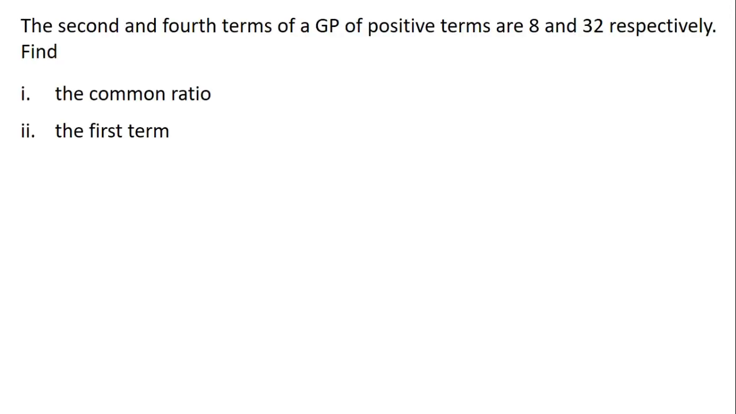Welcome back. We are still on the topic sequence and series. In the previous video, we solved a question on finding the common ratio of a GP. In this video, we are going to solve another question. The question for this video is: the second and fourth terms of a GP of positive terms are 8 and 32 respectively. Find (i) the common ratio, (ii) the first term.